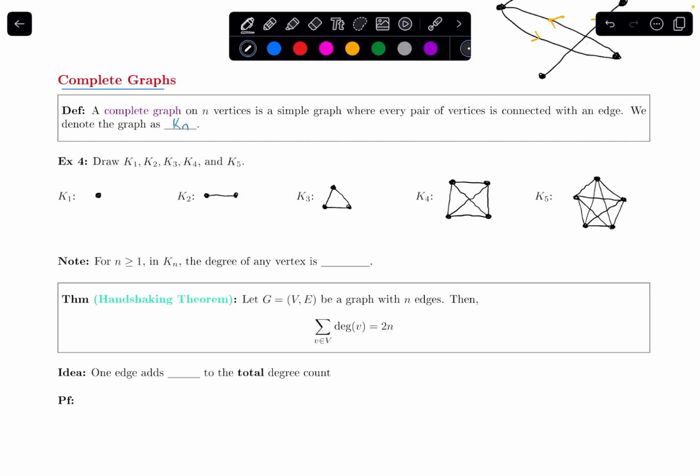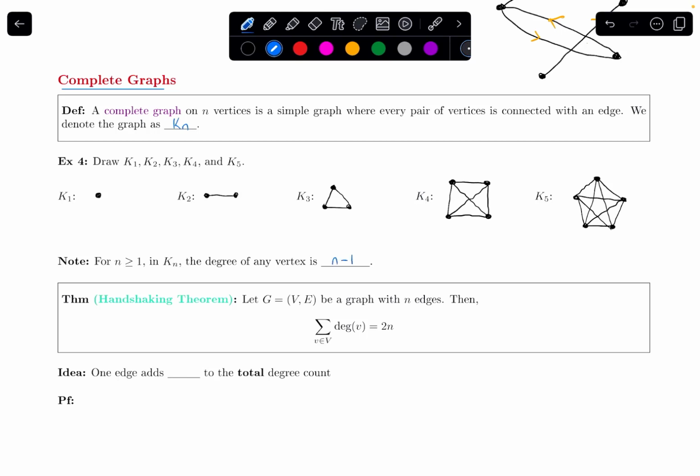Okay, so what's true about the degree of the vertex in a complete graph? So if I focus on K4 and I pick any one of the vertices, well, there's one edge, two edges, it shows up as the endpoint of an edge 3 times. So that happens to be the number of vertices minus 1. So the degree in general is n minus 1.